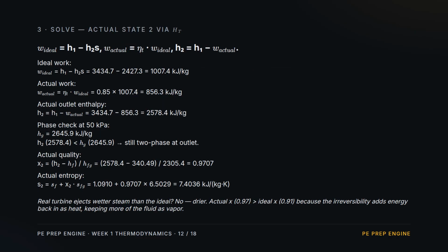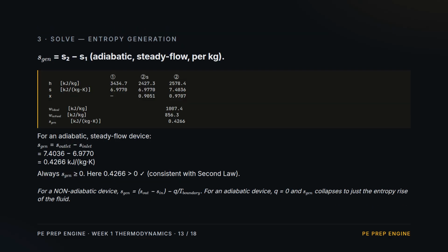Step 3. Apply the efficiency. Ideal work is H1 minus H2s, 1007.4. Actual work is eta times that, 856.3. Less, since a real turbine delivers less than ideal. Actual outlet enthalpy, H1 minus the actual work, is 2578.4, still two-phase. Actual quality is 0.97, drier than ideal, since irreversibility adds heat back in. Actual entropy is 7.40.